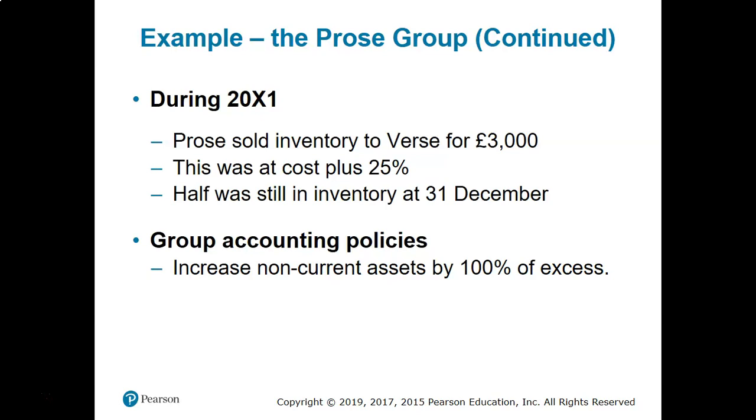And group accounting policy. We will discuss this. It should be a uniform group accounting policy. The parent and the subsidiary should recognize or apply the same accounting policy when preparing their books of accounts. In this case, it says to increase non-current assets by 100% of the excess. As we recognized, the non-current asset value increased by 1,000, so 100% of the increase should be recognized in the books of account. This is the policy of the group of companies.